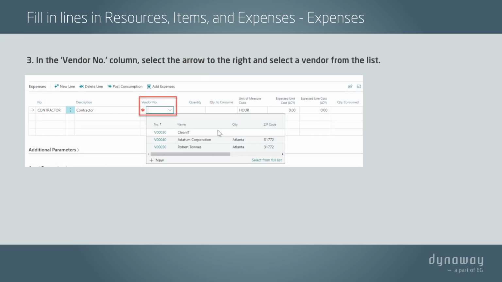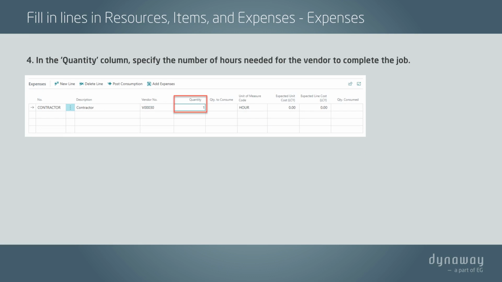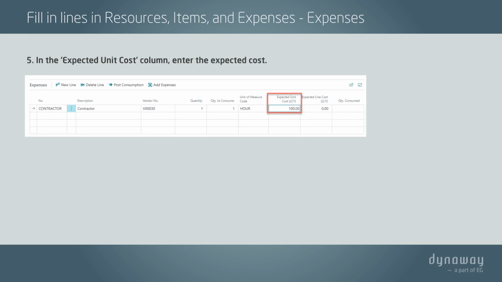In the Vendor Number column, select the arrow to the right and select a vendor from the list. In the Quantity column, specify the number of hours needed for the vendor to complete the job. In the Expected Unit Cost column, enter the expected cost.